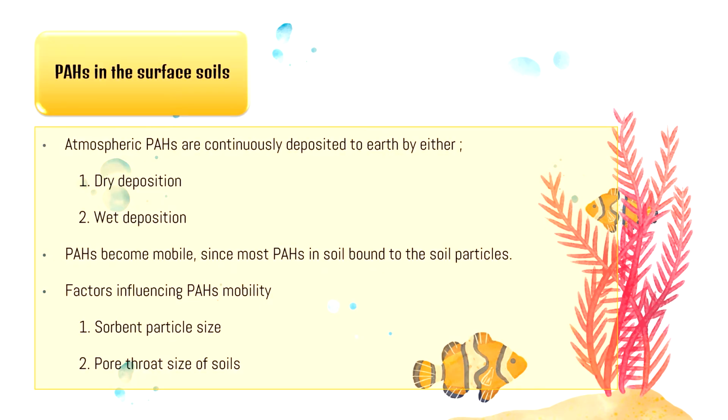Second is PAH in the surface soils. Atmospheric PAH are continuously deposited to the earth by dry or wet deposition processes. Some of these PAH are from nearby sources, such as automotive exhaust from adjacent roadways. Other PAH are from more distant sources and have been carried various distances through the air. In the meantime, PAH can be added to soil if fill material contains PAH. When PAH are deposited onto the Earth's surface, they can become mobile.